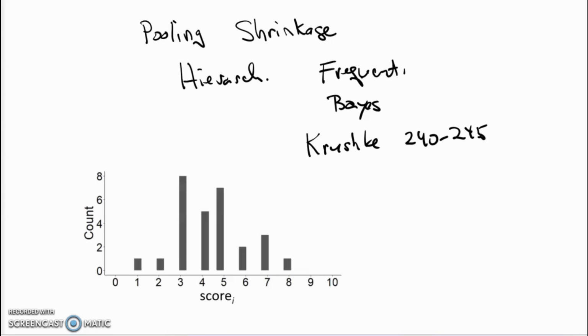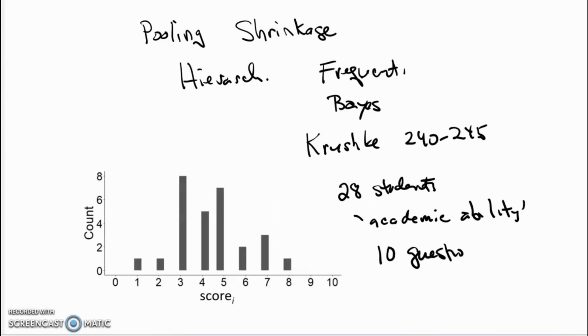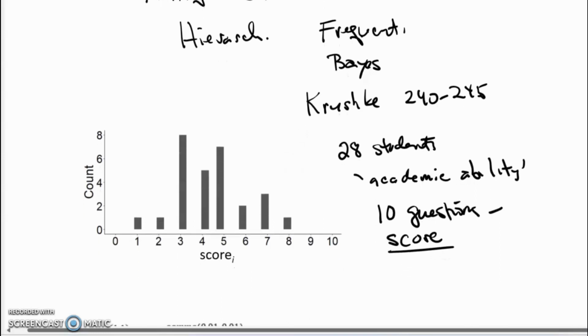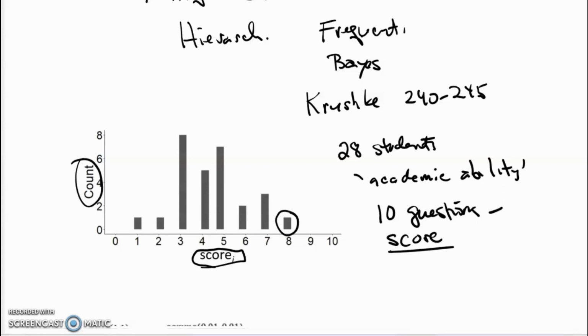And the whole idea is that we've got 28 students. We're interested in their academic ability. And so we give them a test with 10 questions and get the number of correct answers, which we will refer to as score. So here's a histogram of the data. There's score. There's the count of students. So you can see that there's one student who got 8 out of 10. There were 8 students that got 3 out of 10.